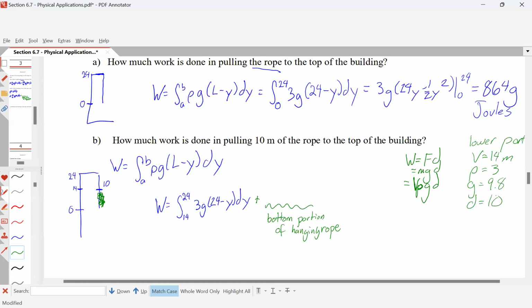So the additional work needed to move that bottom portion of rope is going to be 14 times 3 times G times 10. This will calculate out to give us the work that is done to pull only 10 meters of the rope to the top.